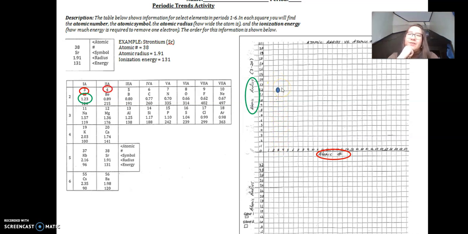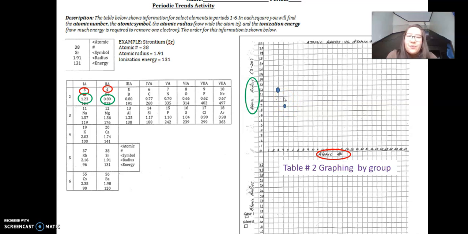You'll then continue for the next element. So you'll go to atomic number 4, and from 4 you see that its atomic radius is 0.89. So you'll move this up to 0.89 and give it a plot right about there.